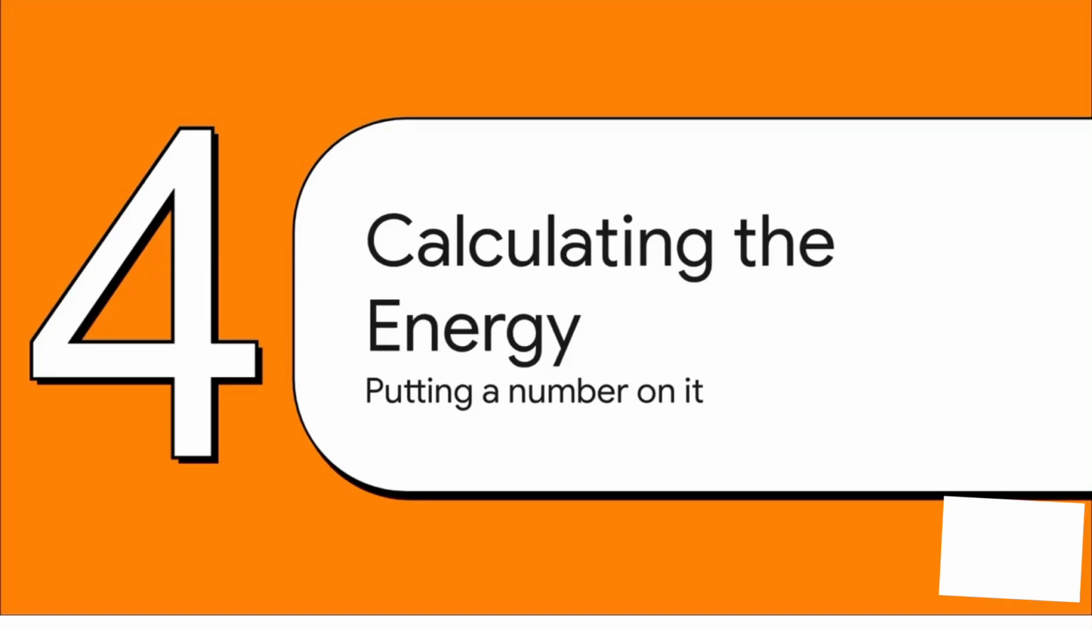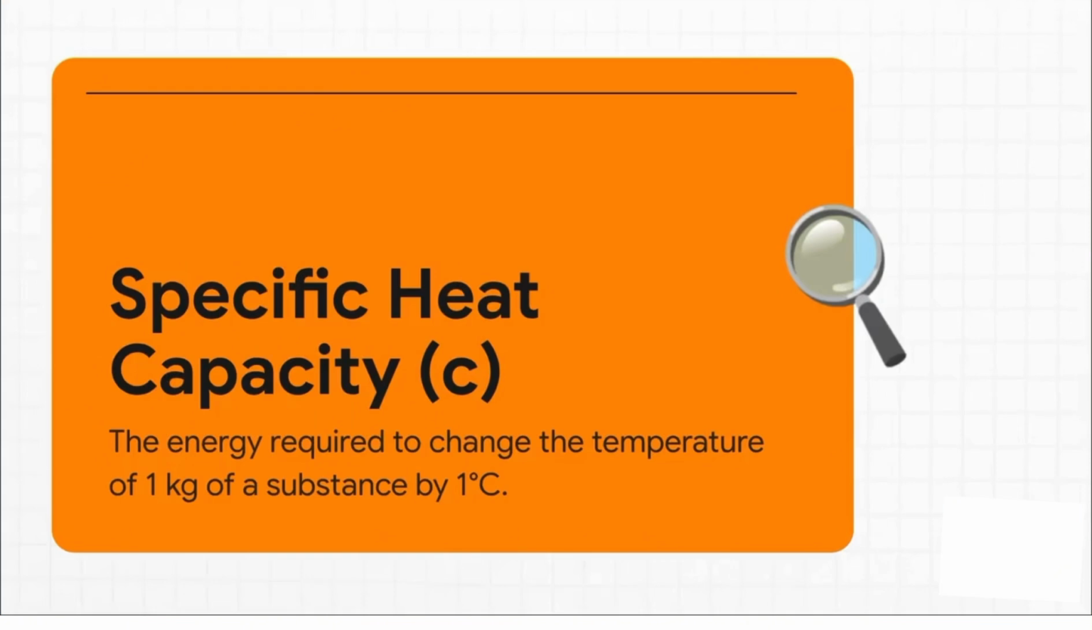Okay, we've got the why down. Now let's talk about the how much. We can actually put a number on the amount of energy it takes to heat things up on those sloping parts of our graph. And the key idea here is something called specific heat capacity. It sounds complicated, but it's not. It's just the number that tells you how much energy you need to heat 1 kilogram of a substance by 1 degree Celsius. Some things, like metals, heat up really fast. They have a low specific heat capacity. Other things, like water, take ages to heat up because their specific heat capacity is really high. That's why your kettle takes so long to boil.